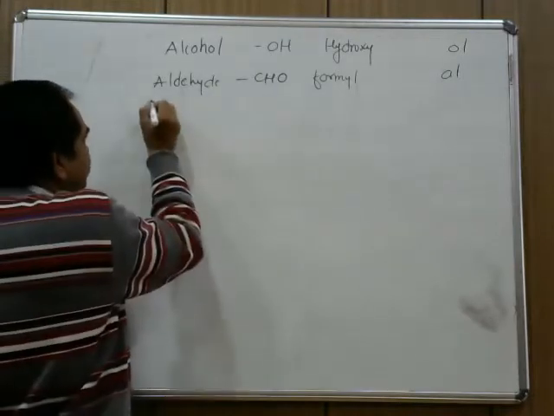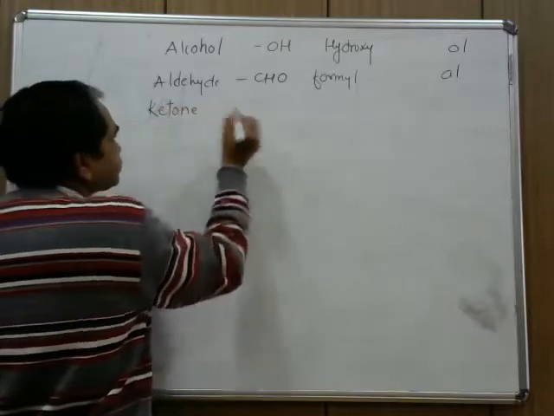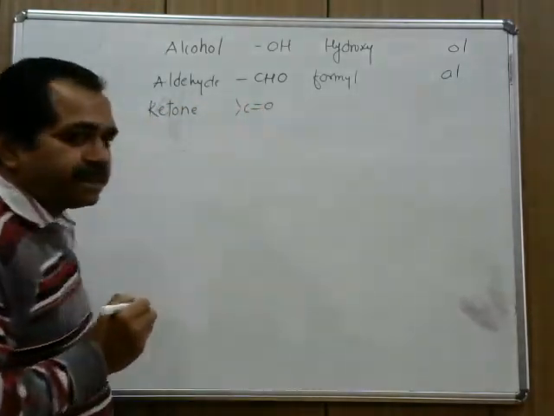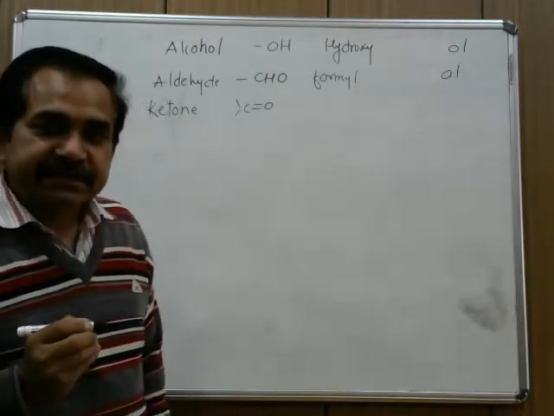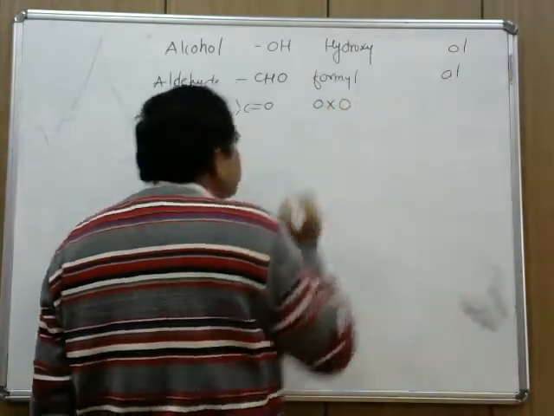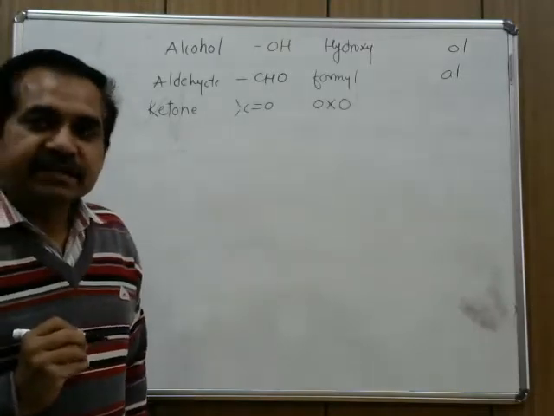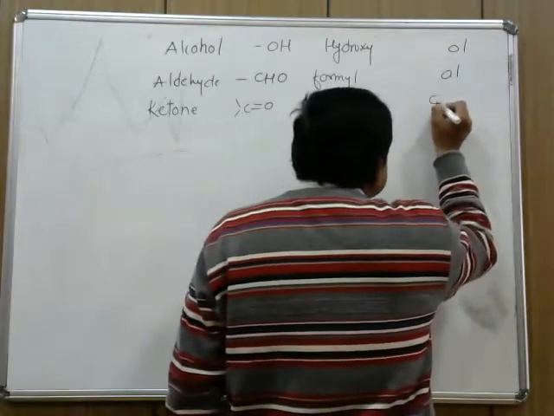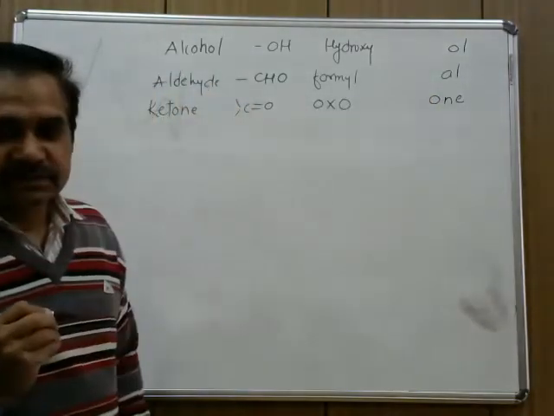Similarly, ketone. The functional group is C=O. When the ketonic group is treated as a substituent, then the word oxo is used. But when it is a functional group, then the suffix used is one.